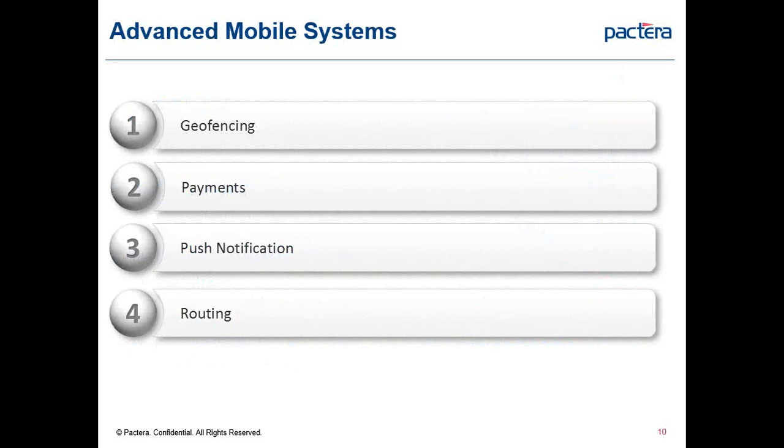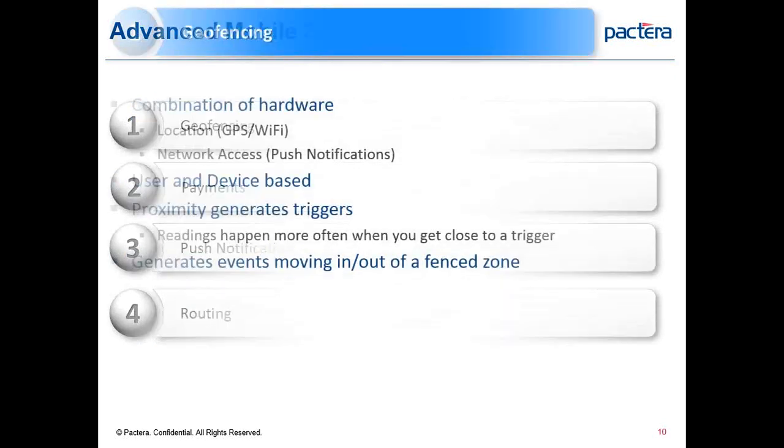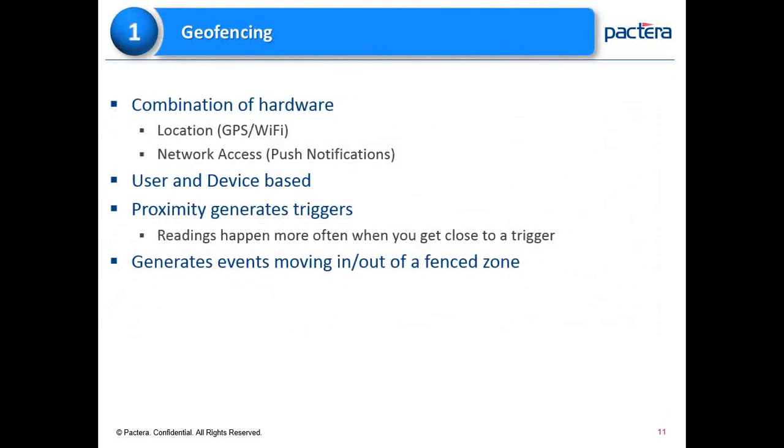So let's talk about some of the advanced mobile systems now that we've talked about some of the basic building blocks. And we're going to talk about geofencing and payments and push notifications and routing. Geofencing, most people have heard the term. It's a combination of several different pieces of hardware and systems, including location-based technology and network access technology, which also includes push notifications. Geofencing is actually user and device and app-based.